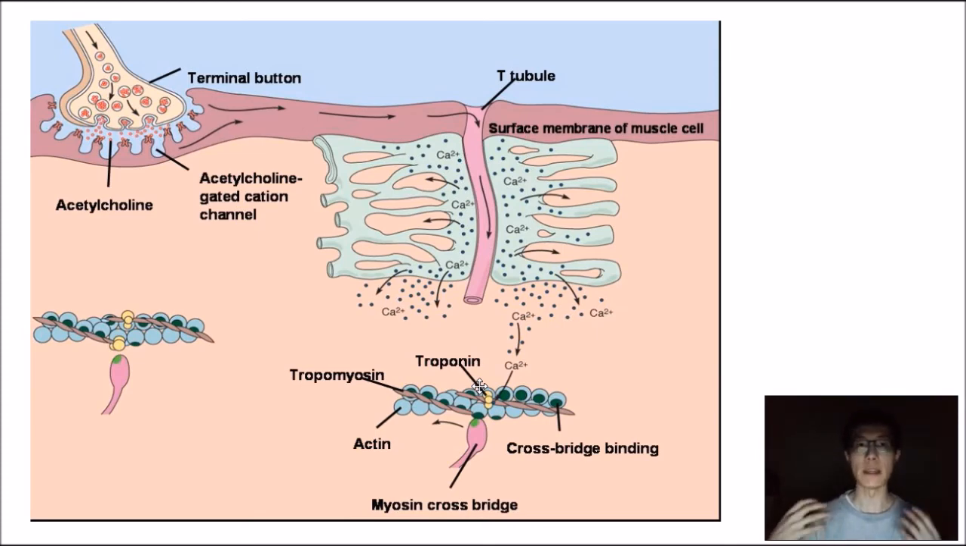Eventually, if the action potential stops, then what's going to happen is the sarcoplasmic reticulum is going to take back up those calcium ions. You're going to have a decrease of calcium out here, and that's going to ultimately decrease the amount of calcium binding, which of course shifts the tropomyosin and troponin complex back to the form that blocks and prevents the binding of the myosin to form that cross bridge.